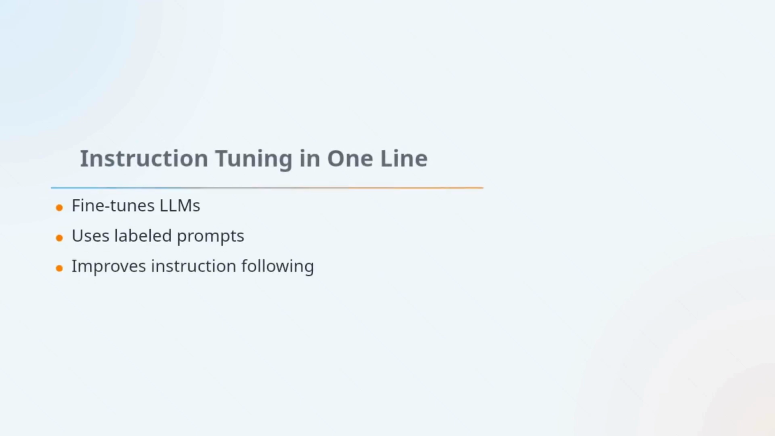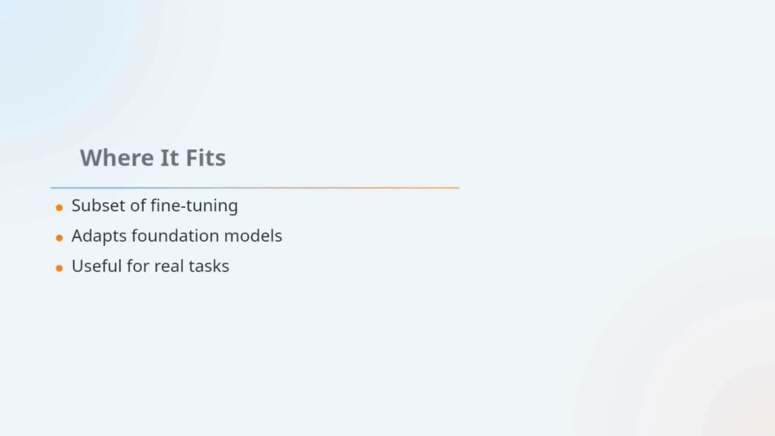Instruction tuning is a fine-tuning method where a large language model is trained on examples of user instructions and good responses. The goal is not just to do one task better, but to make the model generally better at following instructions from users. Instruction tuning is one part of the broader fine-tuning family. A pre-trained foundation model already knows patterns from massive text data, but it still needs adaptation for practical use. Instruction tuning helps bridge that gap between raw language ability and real user expectations.